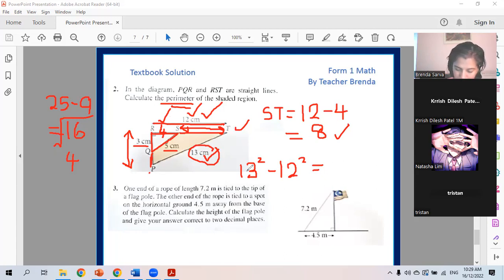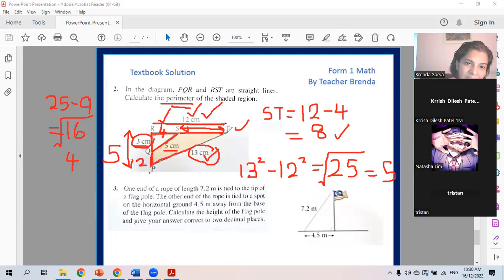13 times 13 is 169 minus 144. It's 25. I knew it was a triple. 25. And what is the square root of 25? It's 5. So this fellow is 5. And if it's here, it's 3. That means here, it's 2. So now you can have the perimeter. You know what perimeter is, right? You go around.